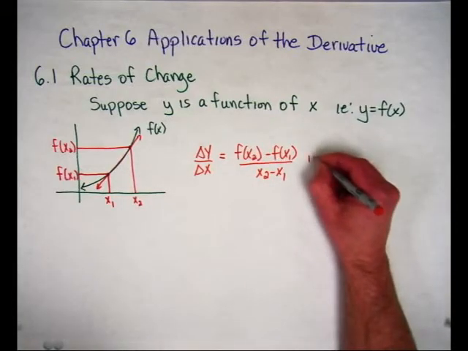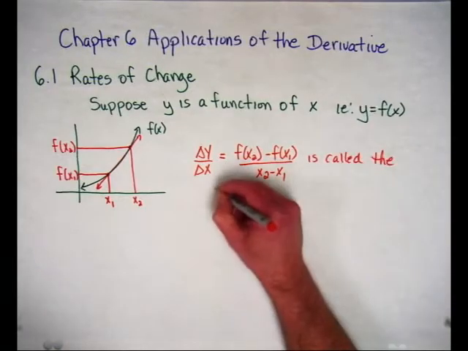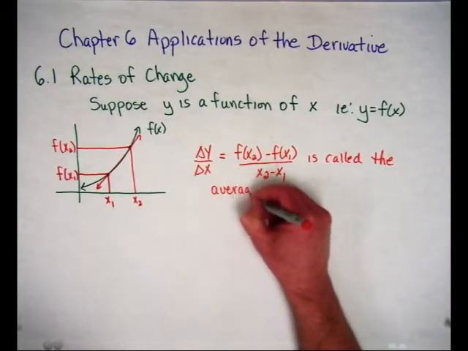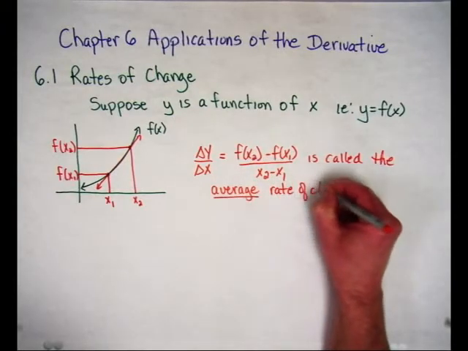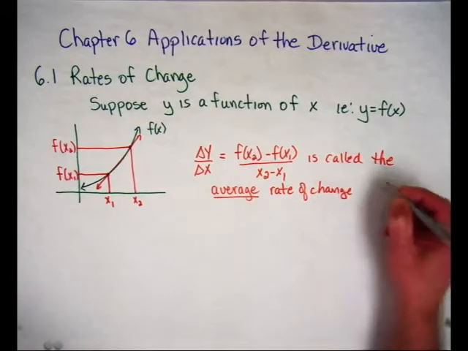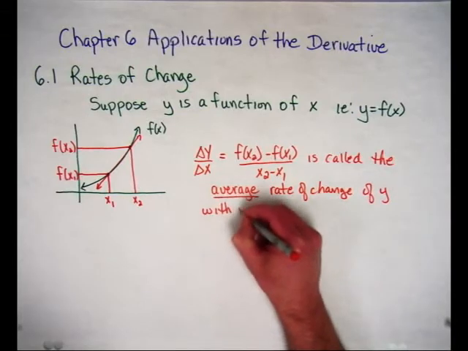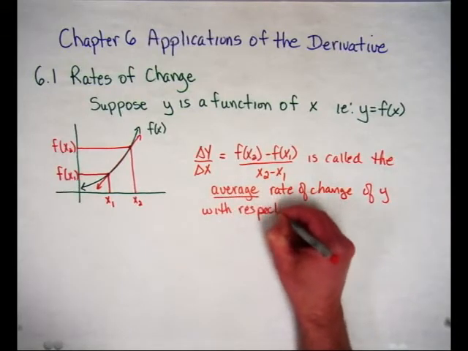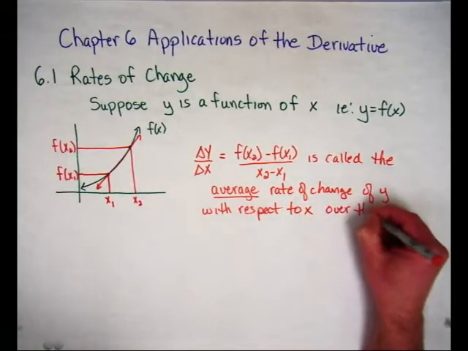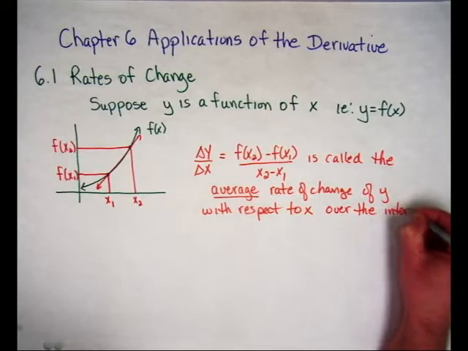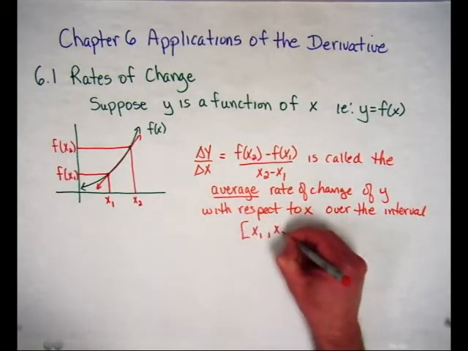That slope is called the average rate of change of y with respect to x over the interval square bracket x1 to x2.